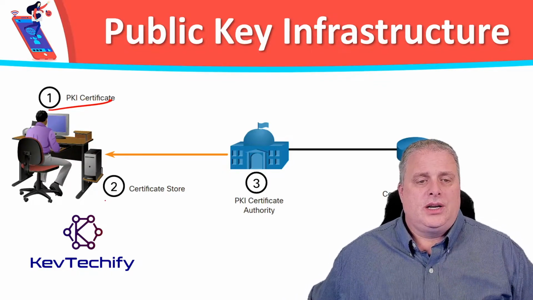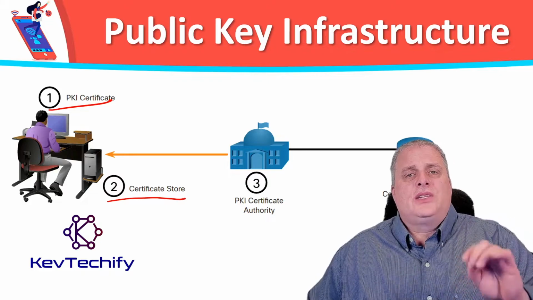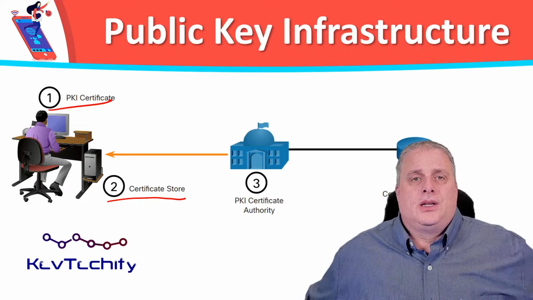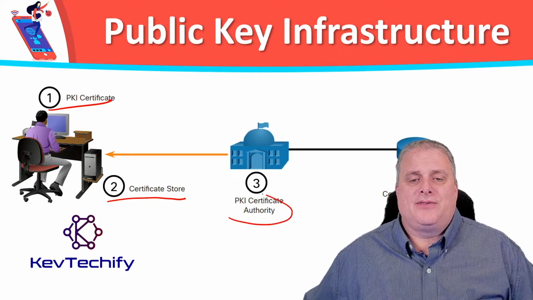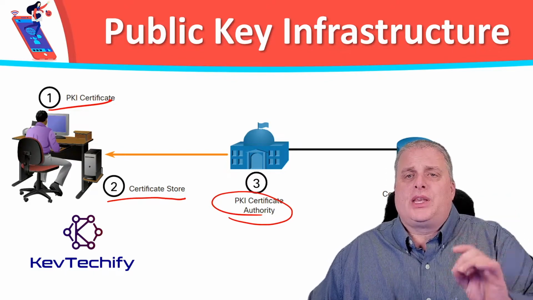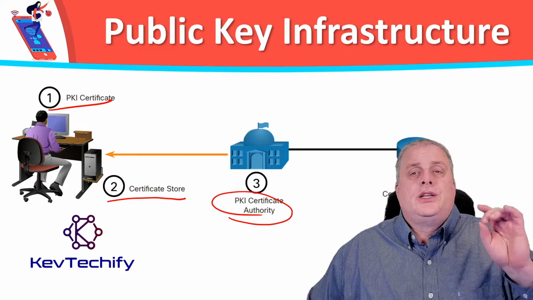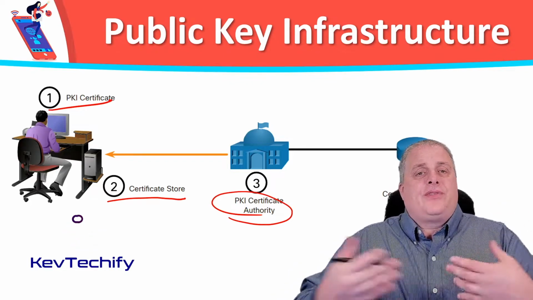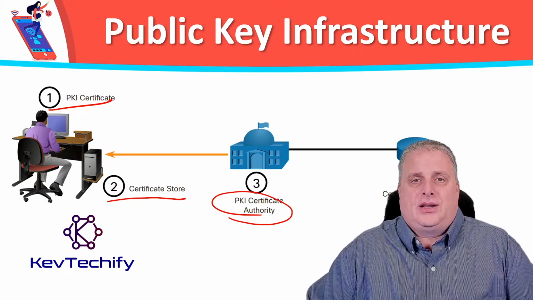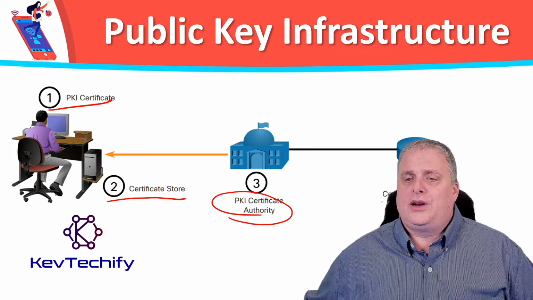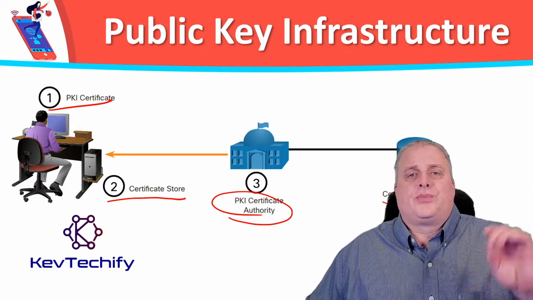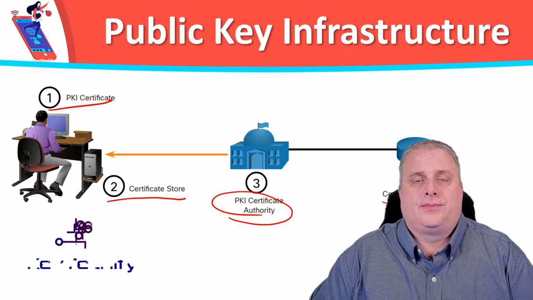The second one here is the certificate store. This resides on a local computer and stores issued certificates and private keys. The third one is the certificate authority. It is a trusted third party that issues those PKI certificates to entities and individuals after verifying their identity. It signs these certificates by using its private key. And then finally, the fourth one here is the certificate database. This stores all the certificates approved by that certificate authority.